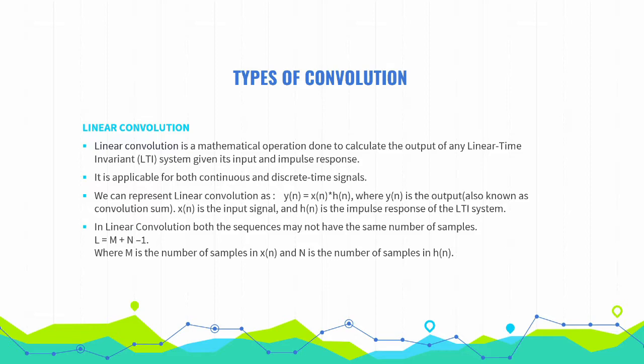In linear convolution, both the sequences may not have the same number of samples. The number of samples in the output sequence is equal to M plus N minus 1, where M is the number of samples in x(n) and N is the number of samples in h(n).